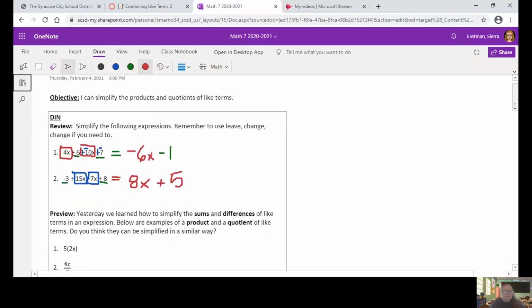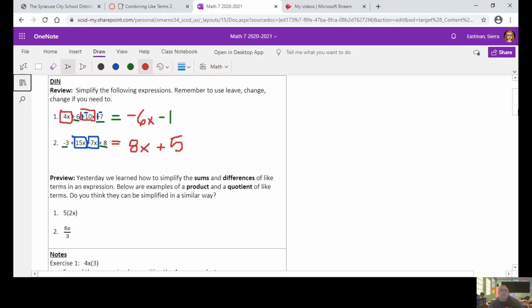For this preview question, like I said, I just want to take you a second to read through it and write down any thoughts you may have. Yesterday, we learned how to simplify the sums and differences of like terms. So we were adding and subtracting. Today, we're going to look at the product and quotient of like terms. We're going to multiply and divide instead.